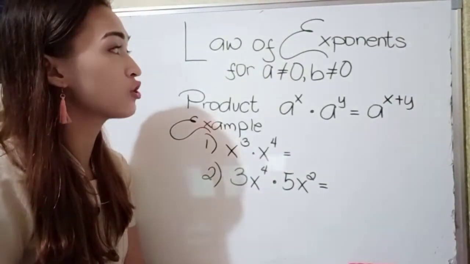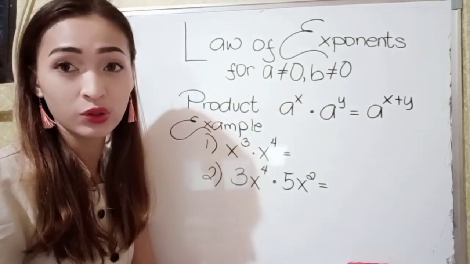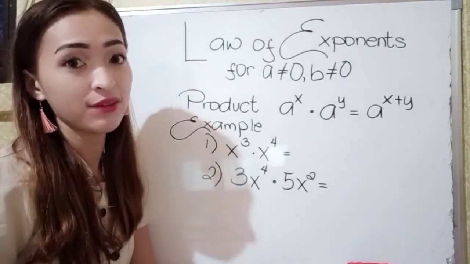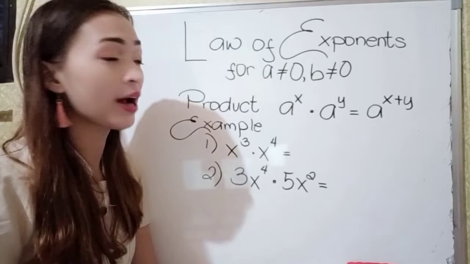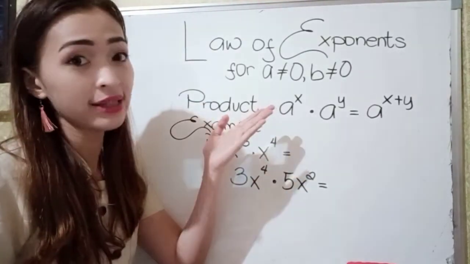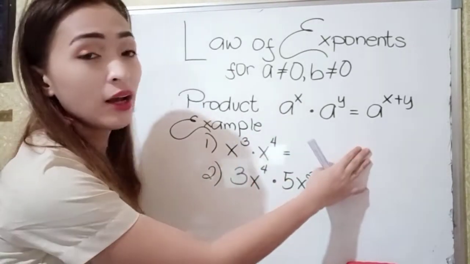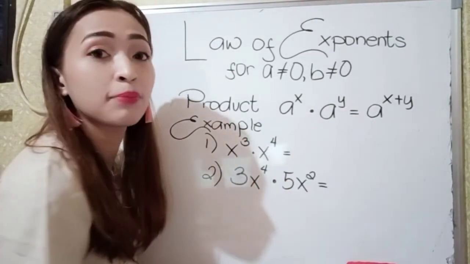For today's video, we're going to discuss the law of exponents. For the law of exponents, a is not equal to 0 and b is also not 0. So first we have the product. In the product, we have a raised to x times a raised to y, so it will become a raised to x plus y.